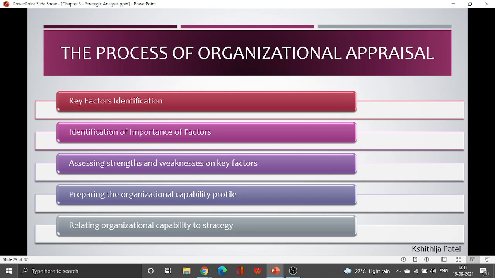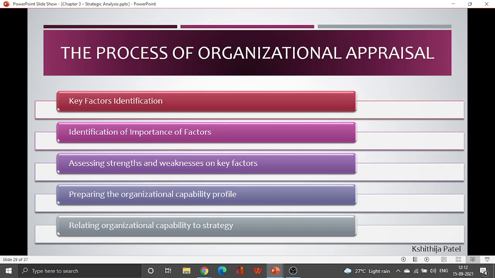So when we speak about this sequence of activity, first it all starts with identifying the key elements that are there in the organization. Now, the various factors that can be evaluated to determine the strength and weakness of the organization are identified in the first step of the organizational appraisal.